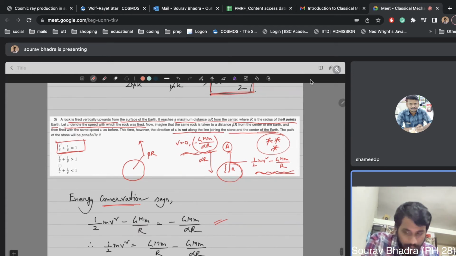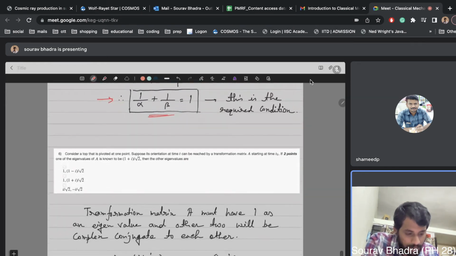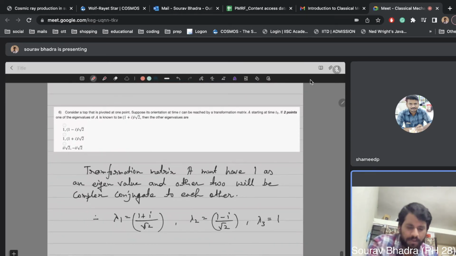Now, this was a very simple problem from an assignment, I forgot which, it may be 5 or 6. It has been given that there is a transformation matrix, and one of the eigenvalues of the transformation matrix is given as (1+i)/root 2.